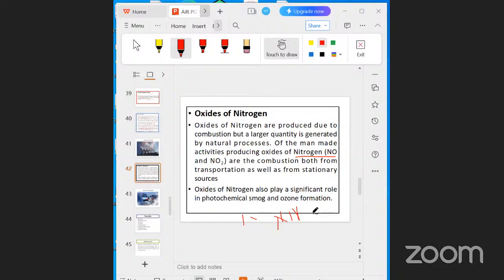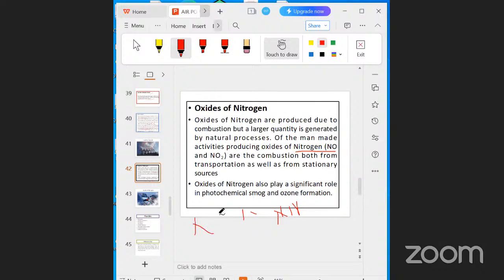So out of all nitrogen oxides, only nitric oxide and nitrogen dioxide arise from human activities only. Normally it is written like NOx, right? NOx. That is to show all oxides of nitrogen, right? NOx means NO, NO2, N2O, right? All oxides of nitrogen.